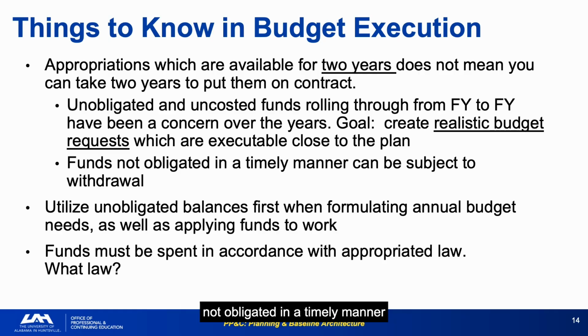Funds not obligated in a timely manner can be subject to withdrawal. This is the practical consequence of excessive unobligated balances. The agency, or OMB, can reclaim funds that aren't being used, which creates a budget execution crisis. Utilize unobligated balances first when formulating annual budget needs, as well as applying funds to work. This is step 6 of the 8-step formulation process, reinforced from the execution side. The principle applies in both directions.